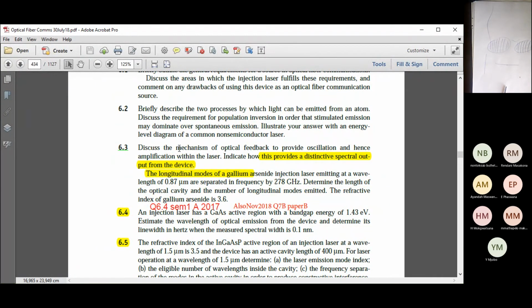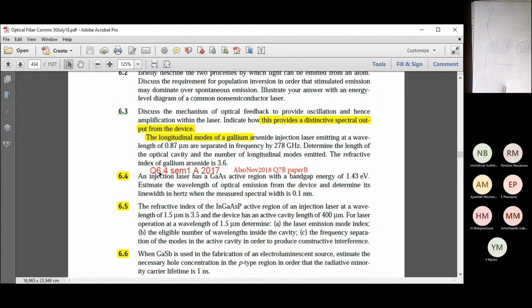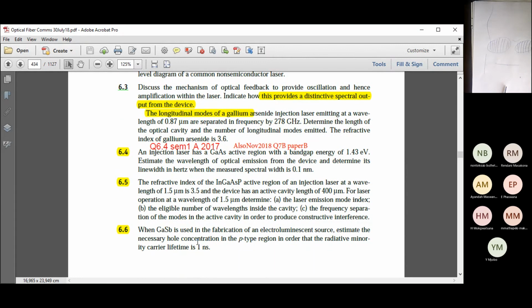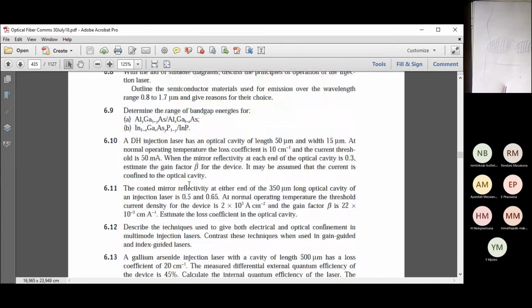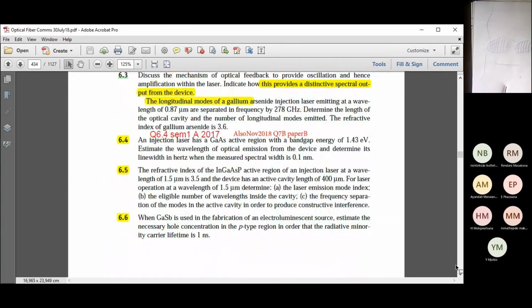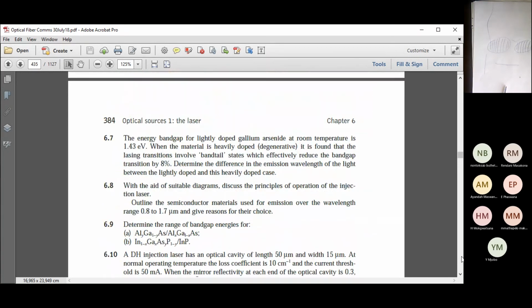6.3. There's another paper question. I've asked you in those two papers. You see there, I like this one for some reason. 6.5, 6.6, I've marked some problems here. Just check them out. And then I'm done for chapter 6.